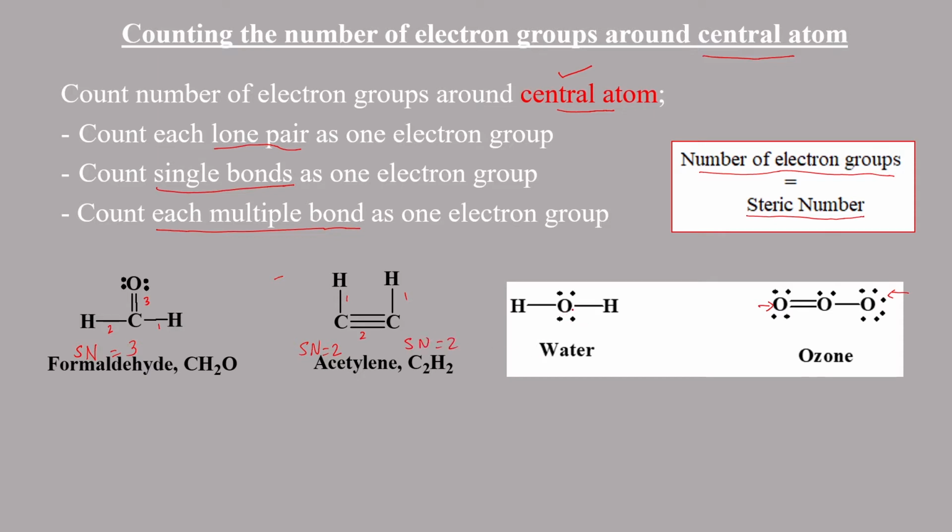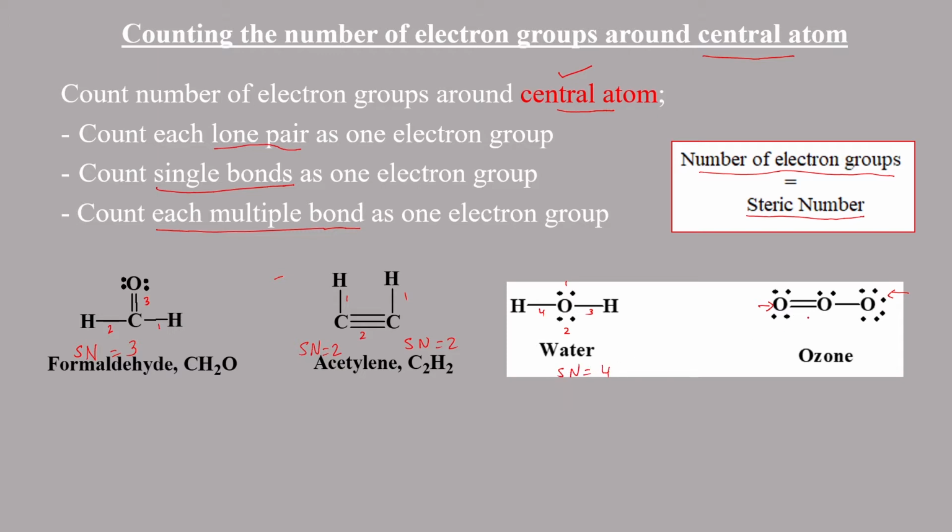When we come here for water, let's count the lone pairs. So we have two lone pairs, and each lone pair is one electron group. So we have one electron group here, two electron groups here, and then you will be counting single bonds as one electron group. So this is your third electron group, and that's your fourth electron group. So for oxygen in water, the electron group count is 4.